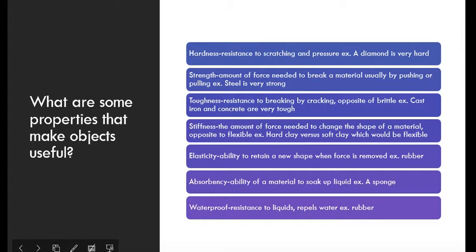Absorbency. The ability of a material to soak up liquid. For example, a sponge. Waterproof. Resistance to liquids. Repels water, for example, rubber. So objects can have one or more property that make it useful for whatever it is intended to be used for.